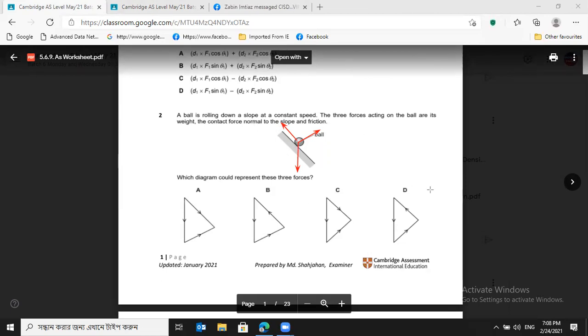So which one, sir, is C? C also has one force that should be downwards, you see. Sir, shouldn't it be B? B, yes, sir. B.